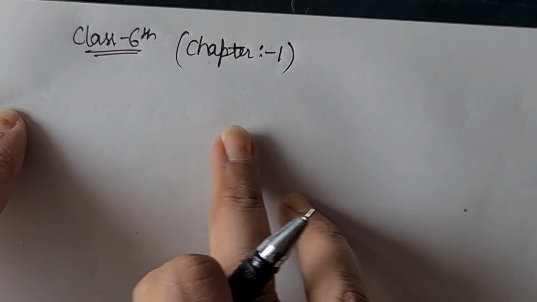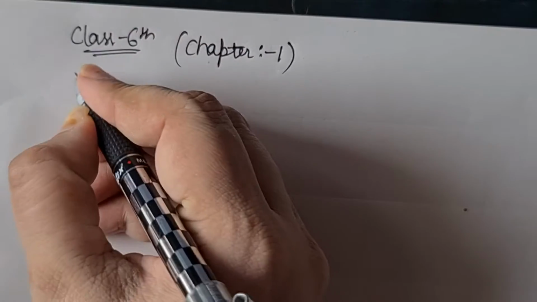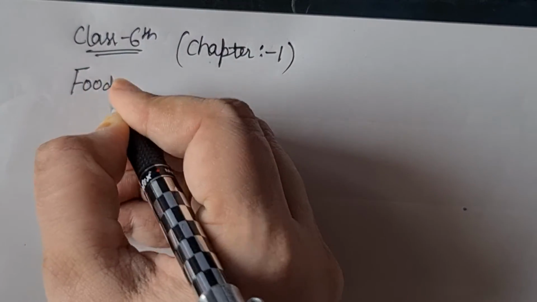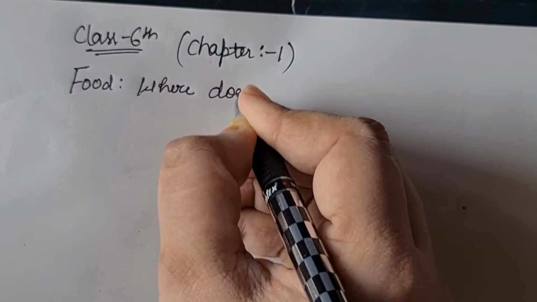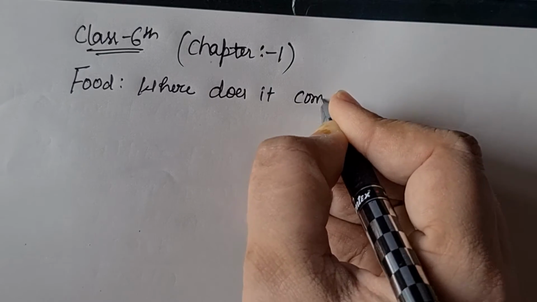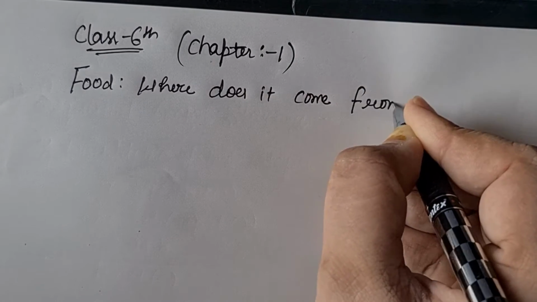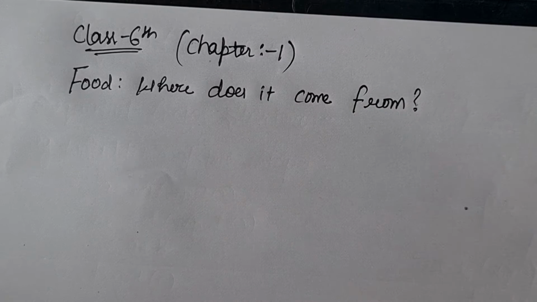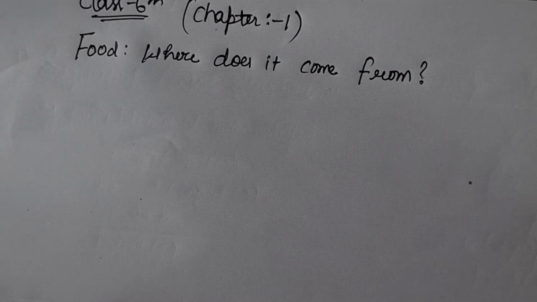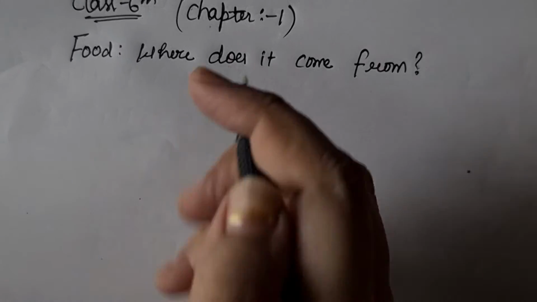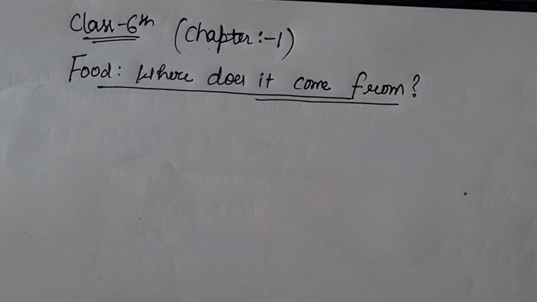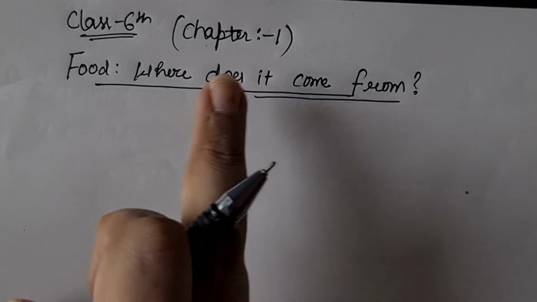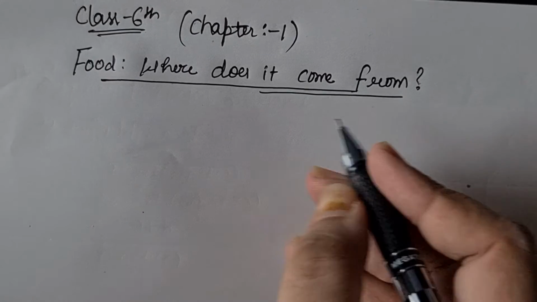In this video, I will discuss Class 6 Chapter 1, that is food, where does it come from? Means whatever we eat, we should know, or we must know, where it comes from. Done. So it is the first chapter of class 6. In my next video I will discuss chapter 2. So where does it come from?